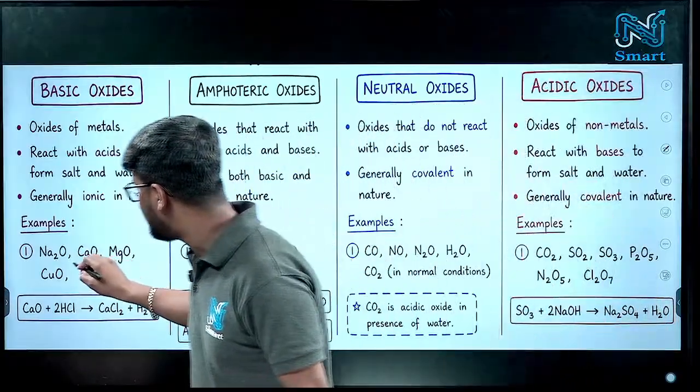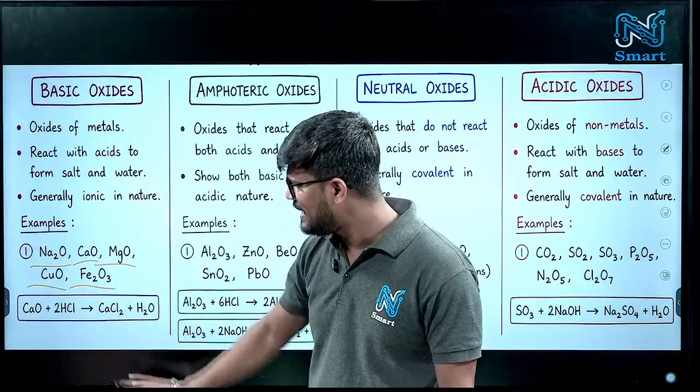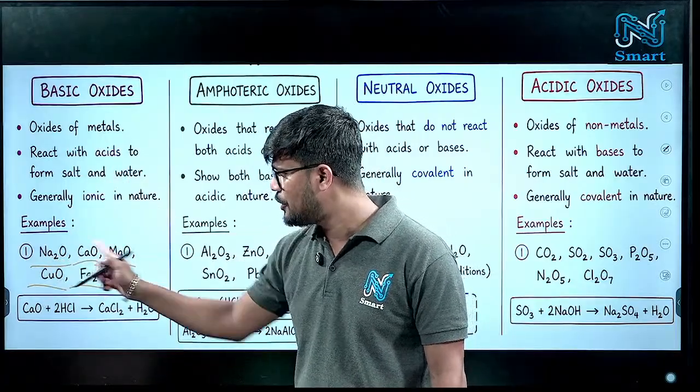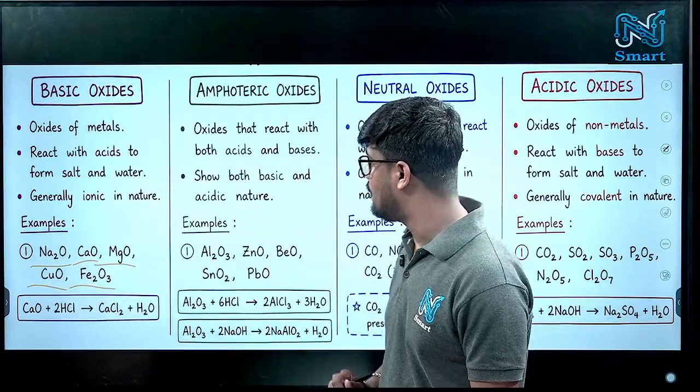So here we have sodium oxide, then calcium oxide, magnesium oxide, copper oxide, Fe2O3. So these examples, although group 1, group 2 are involved, and also some transition metals are involved, right? So these are examples of basic oxides.